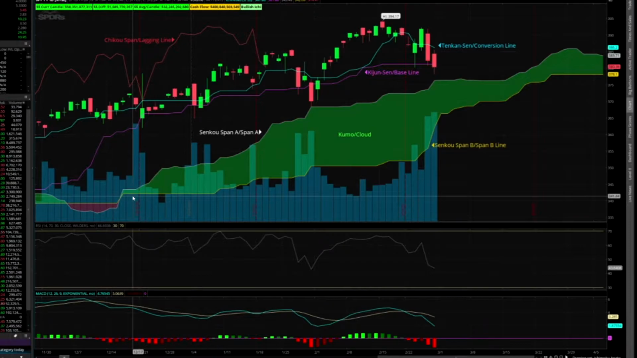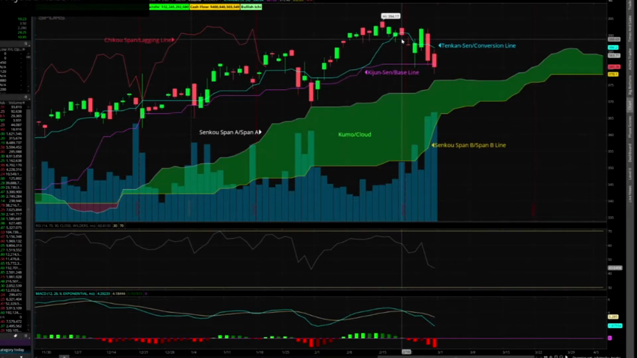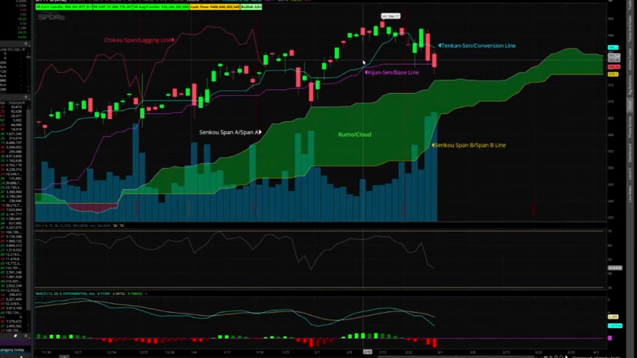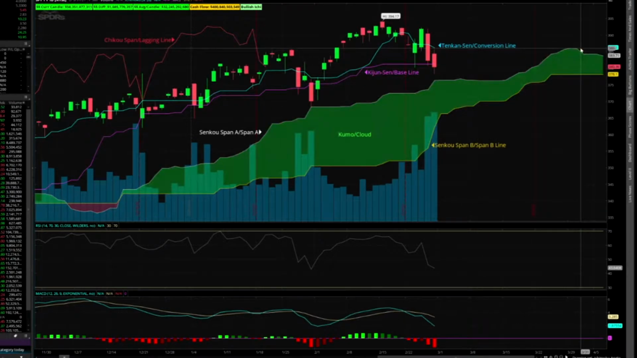The span A line right here is a moving average created by combining both the Tenkan-sen conversion line and the Kijun-sen baseline. So you basically take the calculations of the Tenkan-sen conversion line and the Kijun-sen baseline, add them together, and then divide by 2 to create this span A line. After you do that, you plot this line 26 periods into the future.